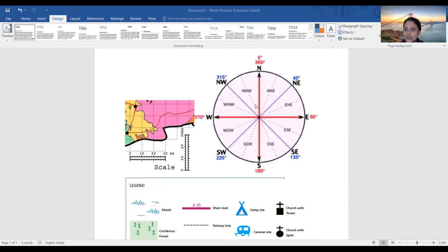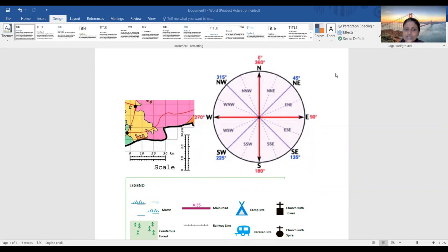That is the compass rose, to know in which direction our location lies. Like suppose you are talking about Tamil Nadu, whether it is in the southeast or in the east. So to know the exact directions, you have to know this compass rose.